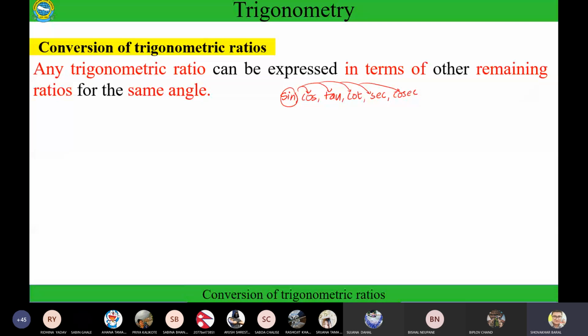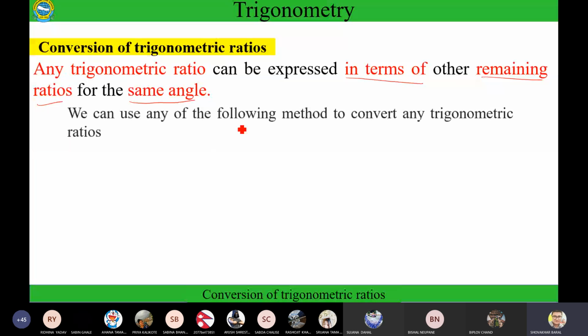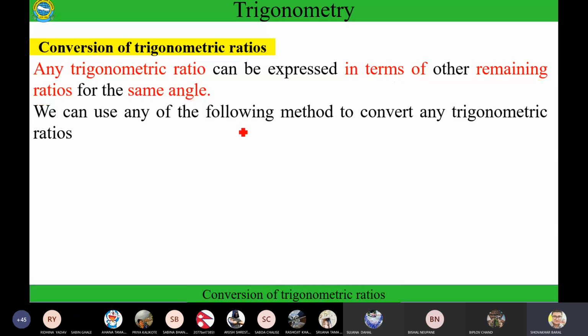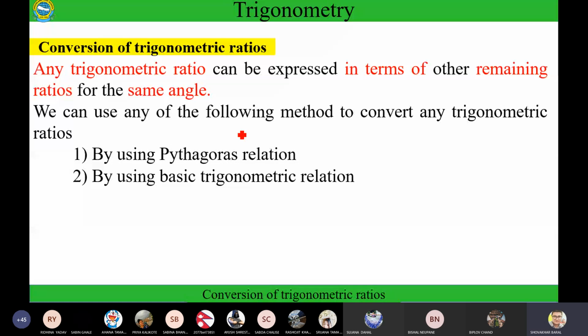You will understand it better when we solve a problem. Okay, any trigonometric ratio can be expressed in terms of the remaining ratios for the same angle. This is called the conversion. So we can use any of the following methods to convert any trigonometric ratio. Number 1, by using the Pythagoras relation, and number 2, by using basic trigonometric relation.